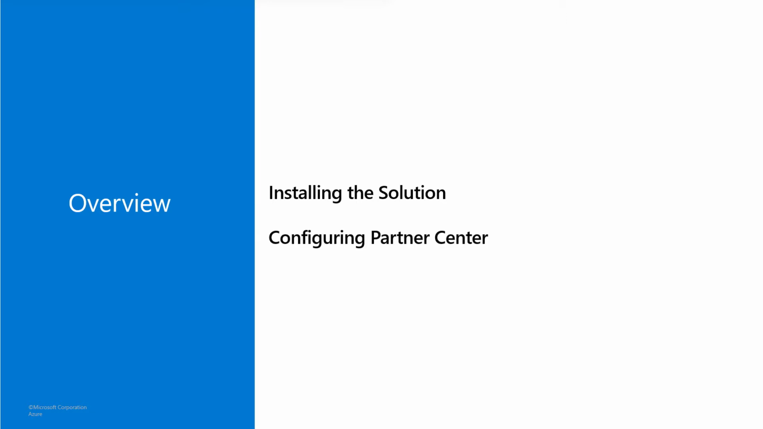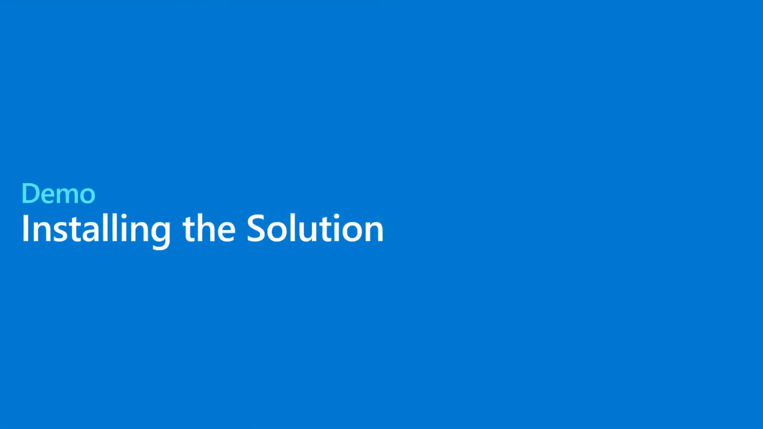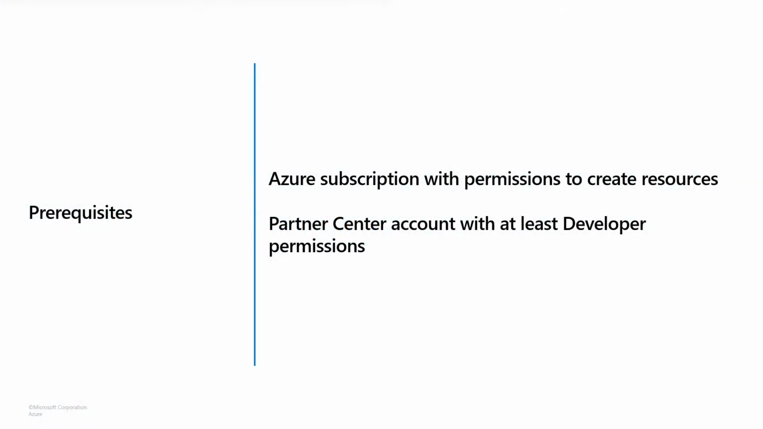After we're done setting up the SaaS Accelerator in the Azure portal, we'll configure Partner Center with the necessary technical configuration. Our goal is to install the solution, so let's get started. First of all, we need to look at the prerequisites for what we need to install the accelerator. We need obviously an Azure subscription with permissions to create resources and a Partner Center account with at least developer permissions. You'll see that anyone with some basic knowledge of Azure can install this SaaS solution.